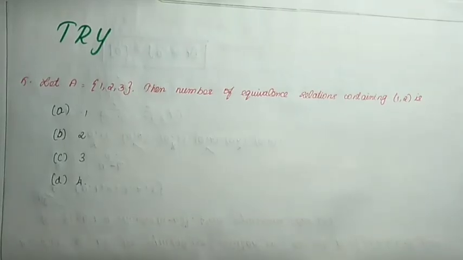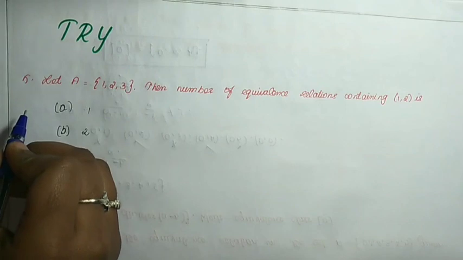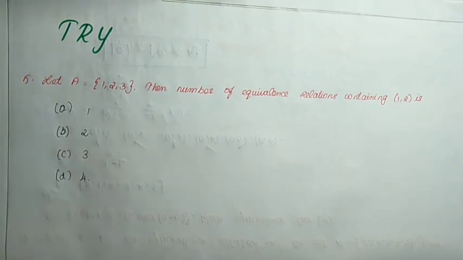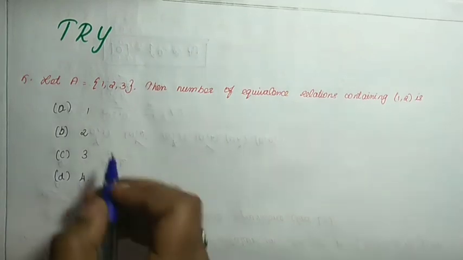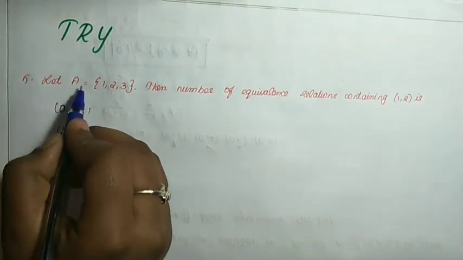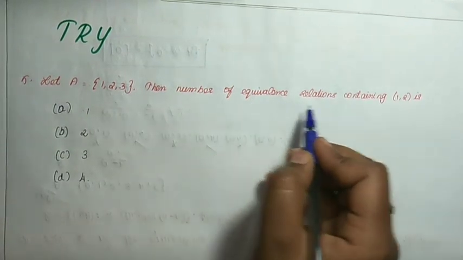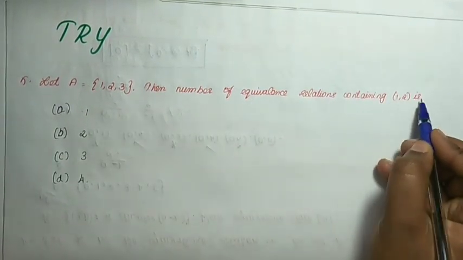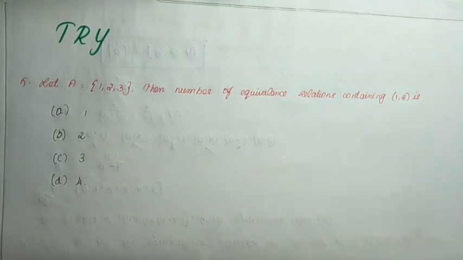Now it's time to test your knowledge. So this question number 5 will be just to test you. I want you all to work it out and just comment your answers in the comment box. Okay, so question 5: let A equal the set {1, 2, 3}. The number of equivalence relations containing (1, 2) is... So you are going to answer this question.